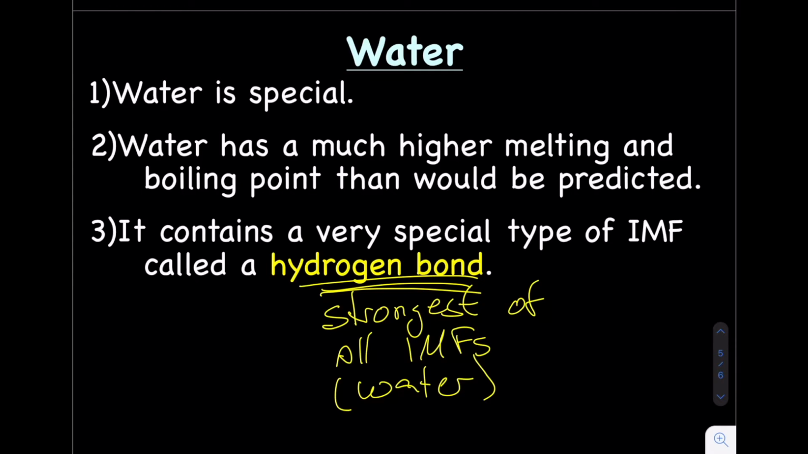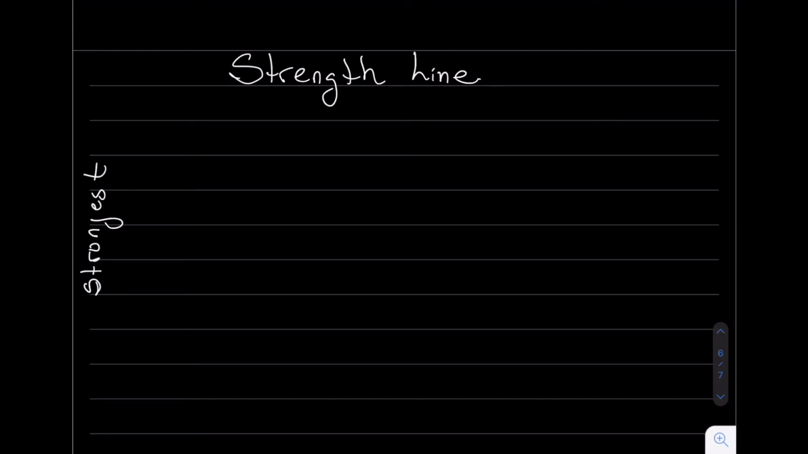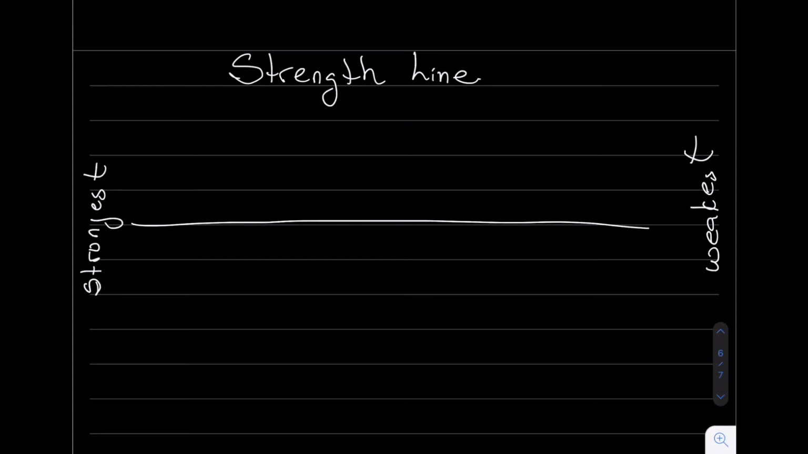All right, I'd like to finish up today doing kind of a review slide that puts everything together that we've learned, and hopefully it'll be helpful for your worksheets and the tests and everything. So I'm going to call this my strength line. And we're going to rank everything from the left side being the strongest to the right side being the weakest. Okay, so going from left to right, strongest to weakest.